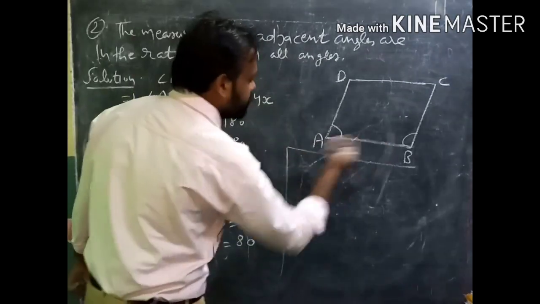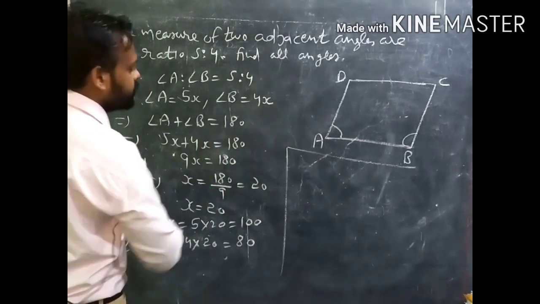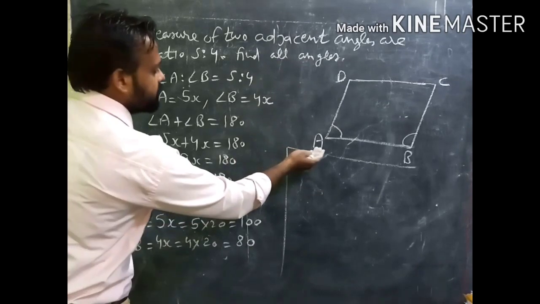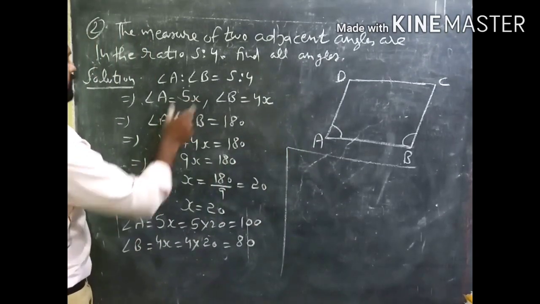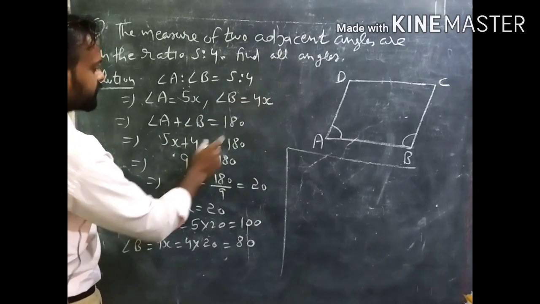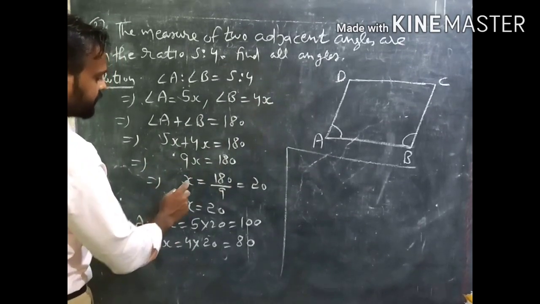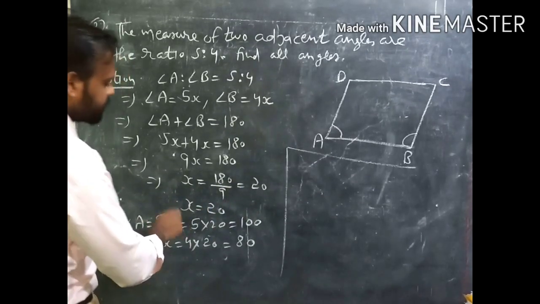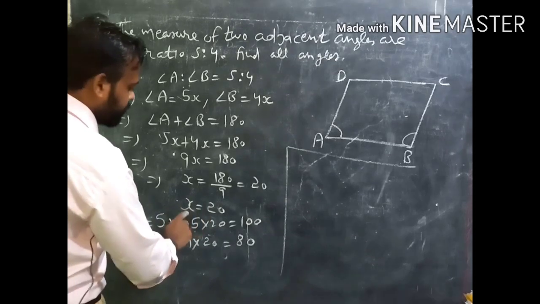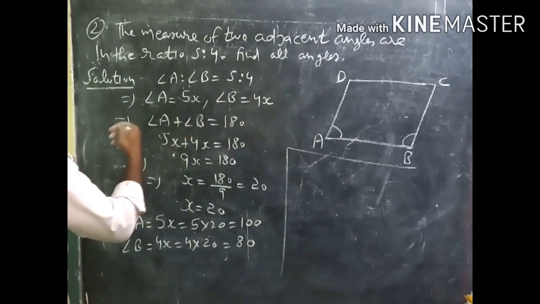Now we know very well that the sum of adjacent angles in a parallelogram is equal to 180. So the sum of angle A and angle B is equal to 180. Now put the values. Angle A is 5x, angle B is 4x, so 5x plus 4x is equal to 180. 5 plus 4 is 9x is equal to 180. Then x is equal to 180 by 9, which is 20. Now we found the value of x, that is 20.